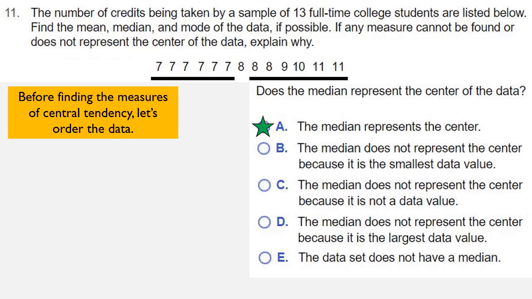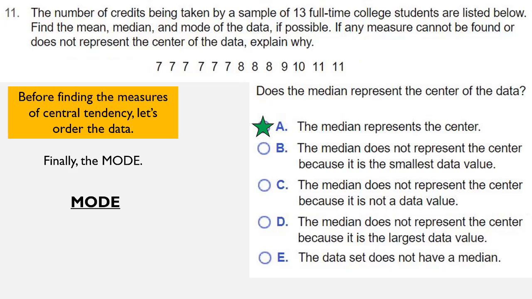What about the mode? Remember that the mode is the most frequently occurring data entry. So if we look for the data entry that occurs most frequently, it's right here. We have 6 sevens. So 7 would be the mode.